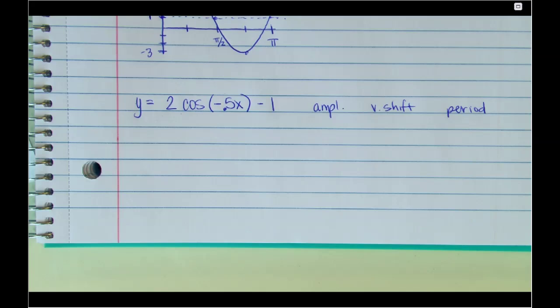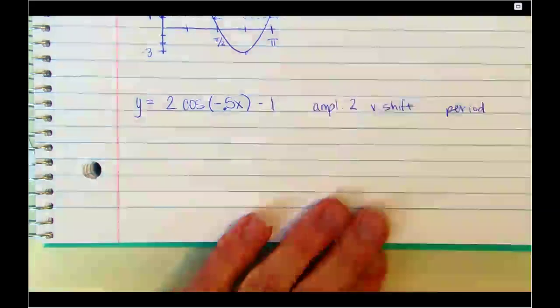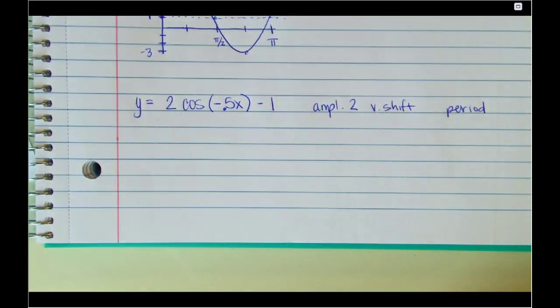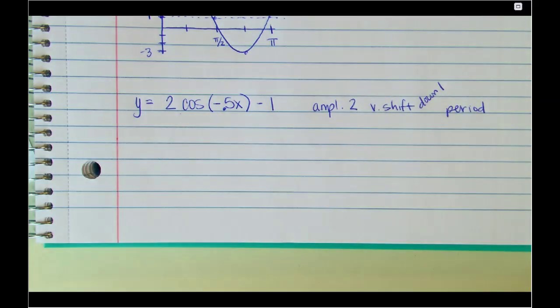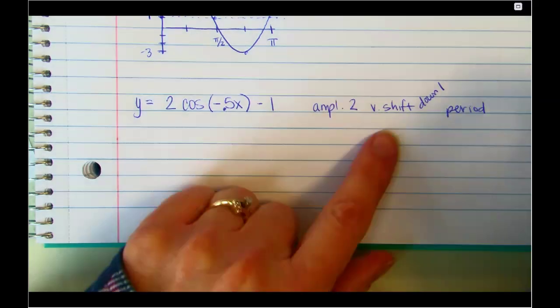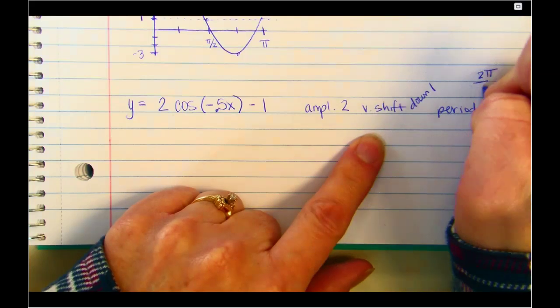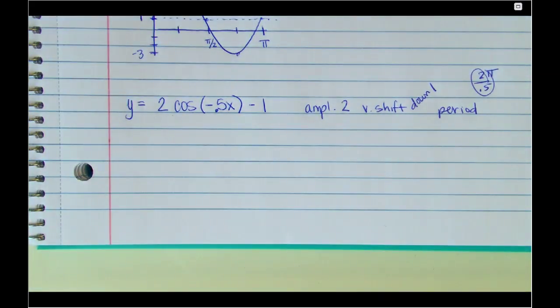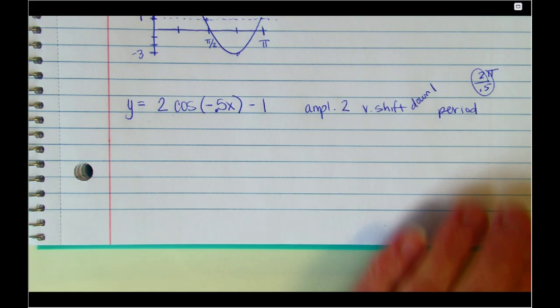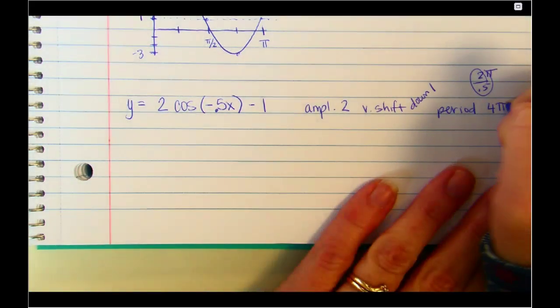Okay. What is his amplitude? 2. Okay. What's his vertical shift? Down 1. Okay. What's the period? 4 pi. Correct. So let me show you. It's 2 pi divided by 0.5. So 2 divided by 0.5 is 4. Okay. So the period is 4 pi.